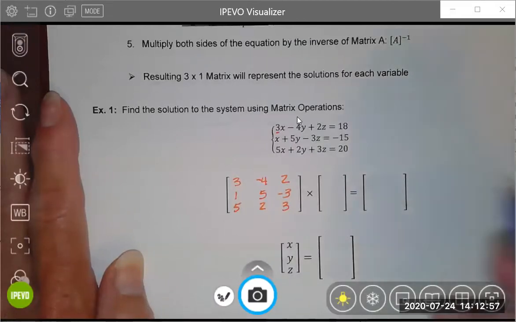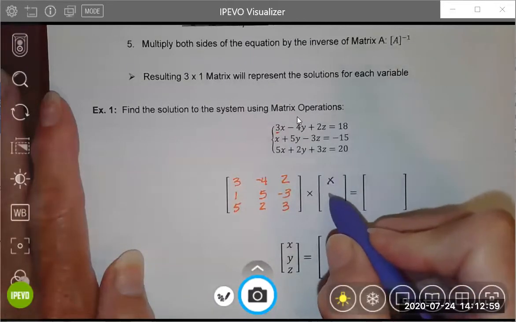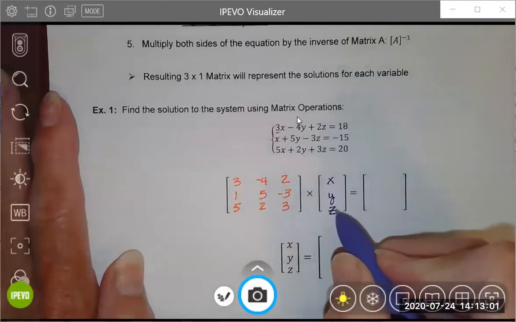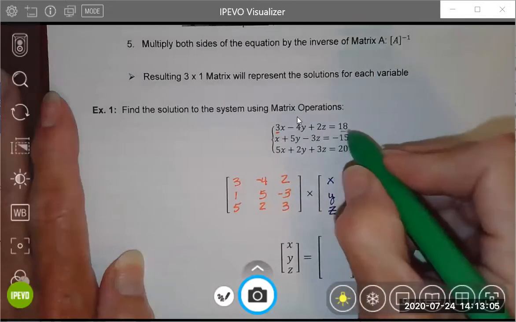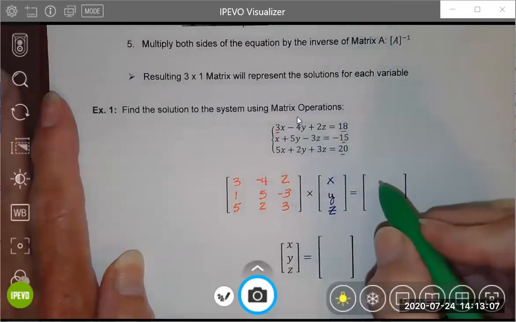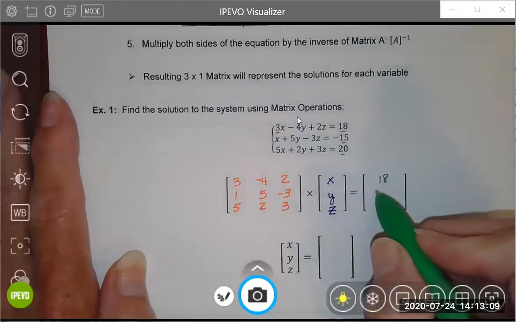I'm going to put my variables in the next one. I like doing this just so I can use it as a reference point later. And then the last thing I'm going to do is take my constants, which are these fellas, and put them into their own matrix.